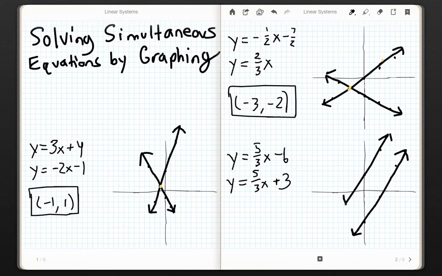Now you'll notice here that these two lines do not intersect. So there is no solution here. There is no x and y coordinate pair that will be a solution to both of these equations. And the reason for that is these two lines have the same slope, and if you remember what that means, it means they are parallel lines, and parallel lines do not intersect.